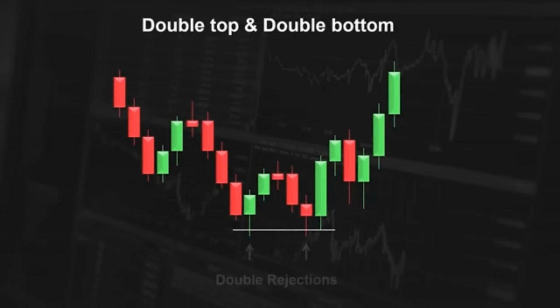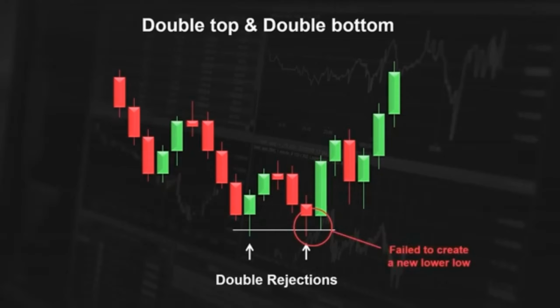Double bottom formation and structure. The double bottom forms after a downtrend when the price reaches a support level twice, but fails to break lower. It creates 2 distinct troughs at nearly the same level, separated by a moderate pullback. This indicates that selling pressure is weakening, and buyers are likely to take control.